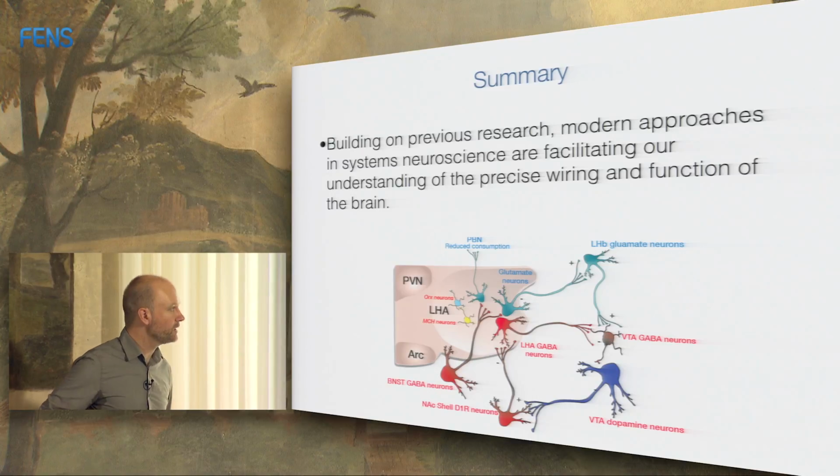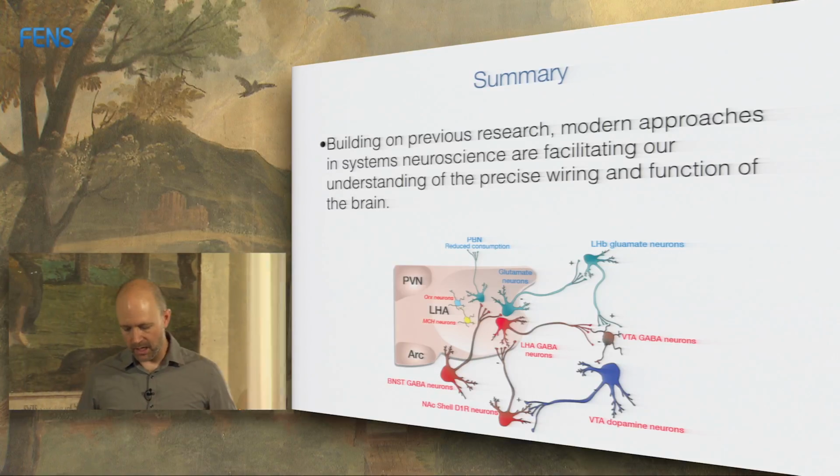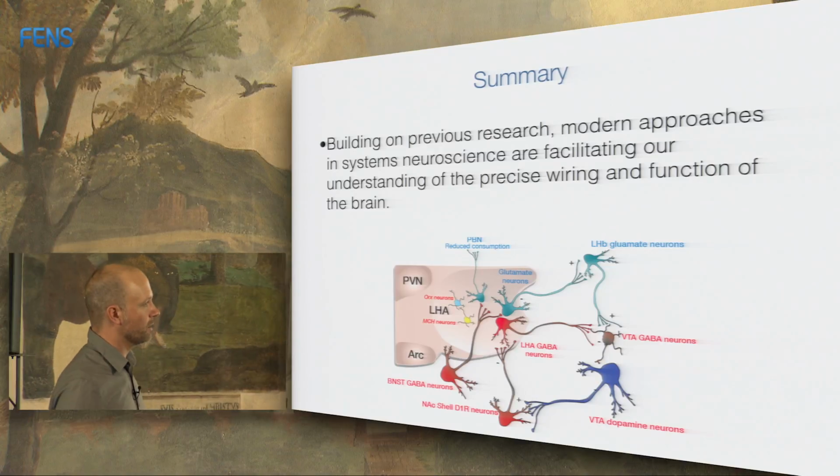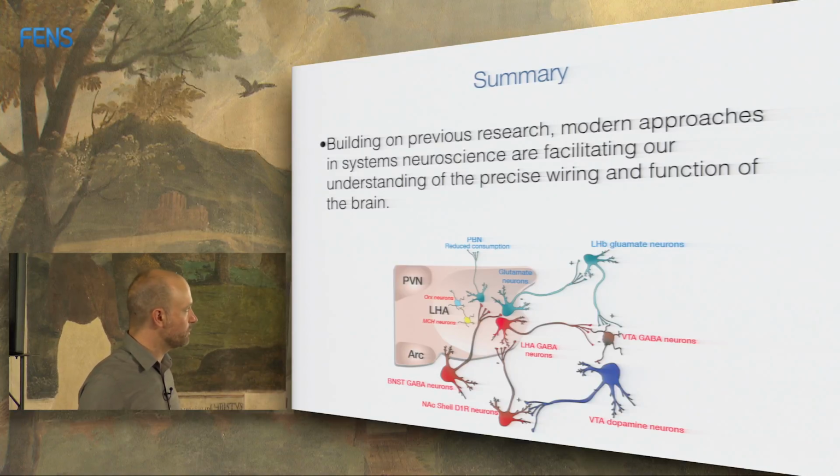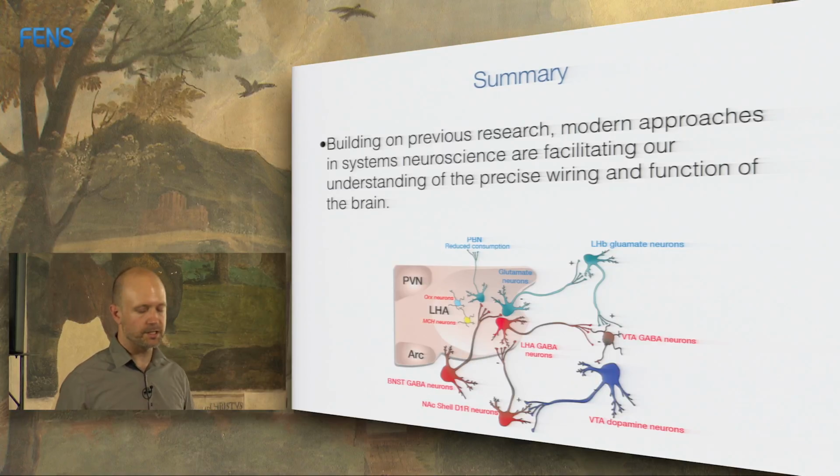Okay, so just to summarize, what we've talked about is that by building upon these classical approaches to modulate neural circuits, such as lesions, electrical stimulation, etc., we've recently, meaning in the last 10 years or so, been using modern approaches in systems neuroscience to facilitate our understanding of the precise wiring and function of the brain, with a much higher level of specificity for manipulations, but also for studying the encoding properties, anatomy and connectivity between cells that really wasn't possible before.